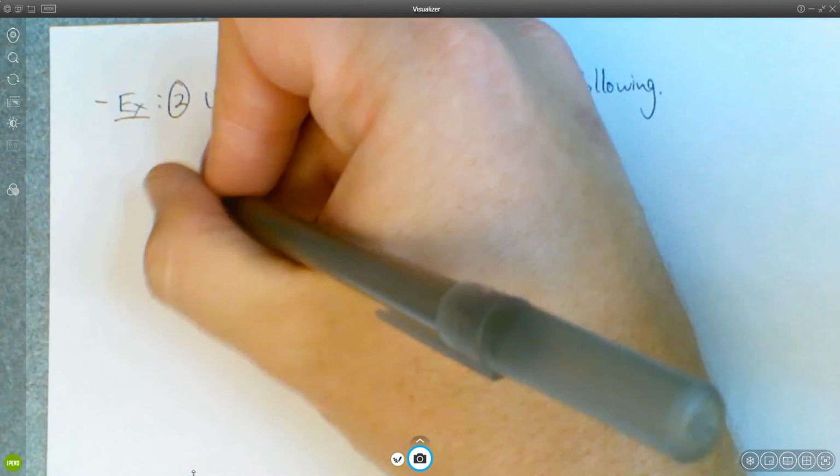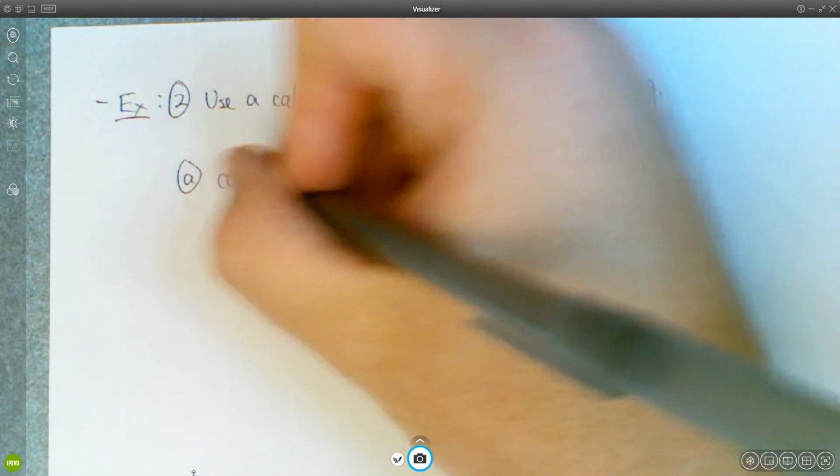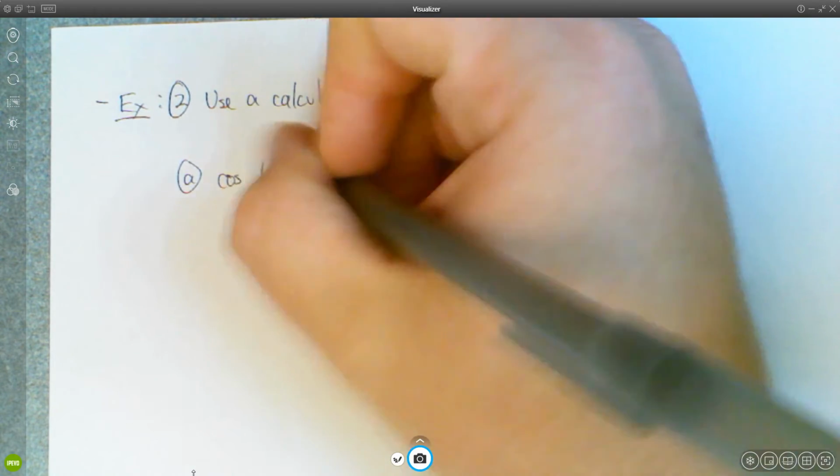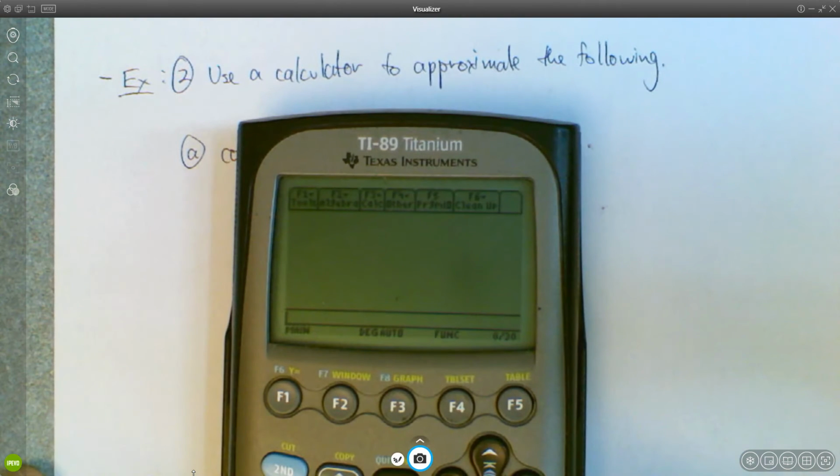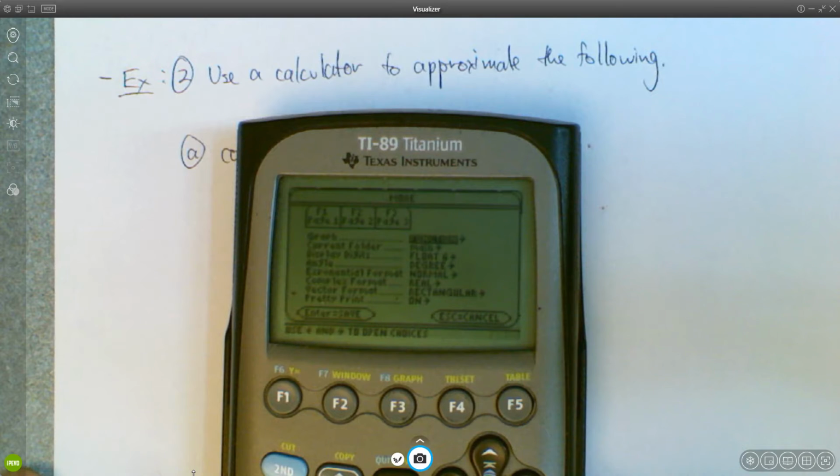Let's do cosine of 1.85, and I just want to show you, you've got to be in radian mode. Everyone's calculator is going to work a little different, right? My calculator is in degree mode right now, so I've got to change the mode on it.